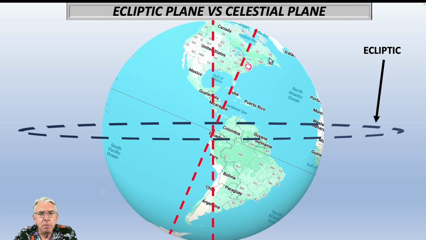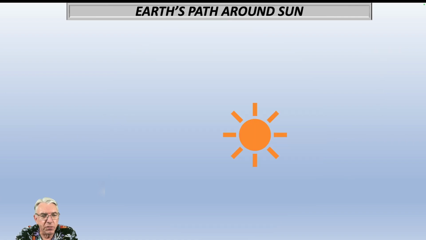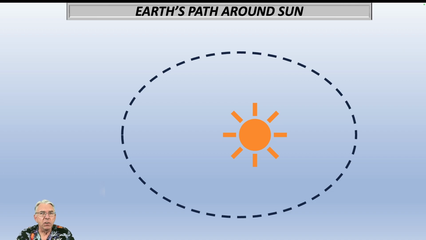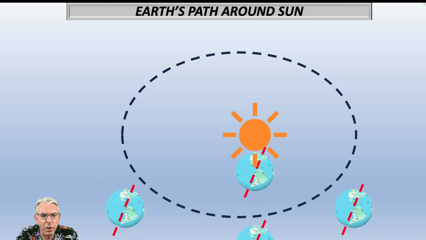And there's that 23.5 degree angle. So here's the sun, and here's the path that the Earth takes around the sun. And yes, it is an elliptical orbit, and yes, we are closer to the sun in the wintertime than we are in the summertime. It is the angle at which the radiation hits us that makes it hot in the summer and cold in the winter.